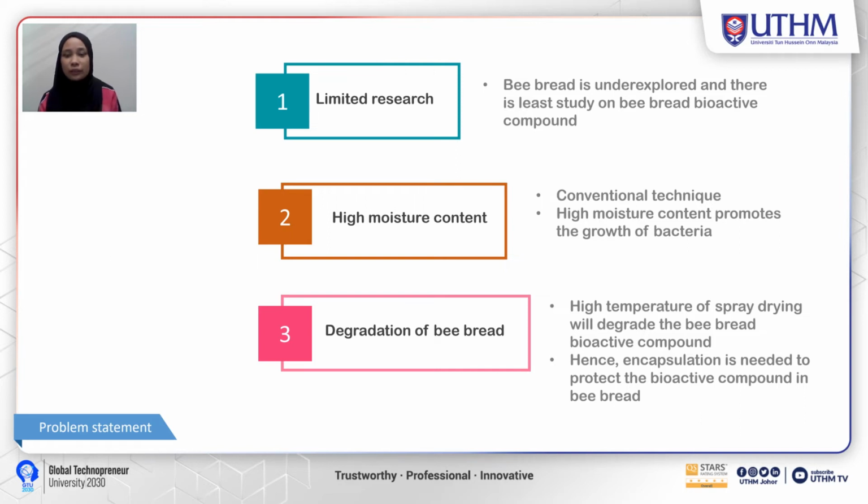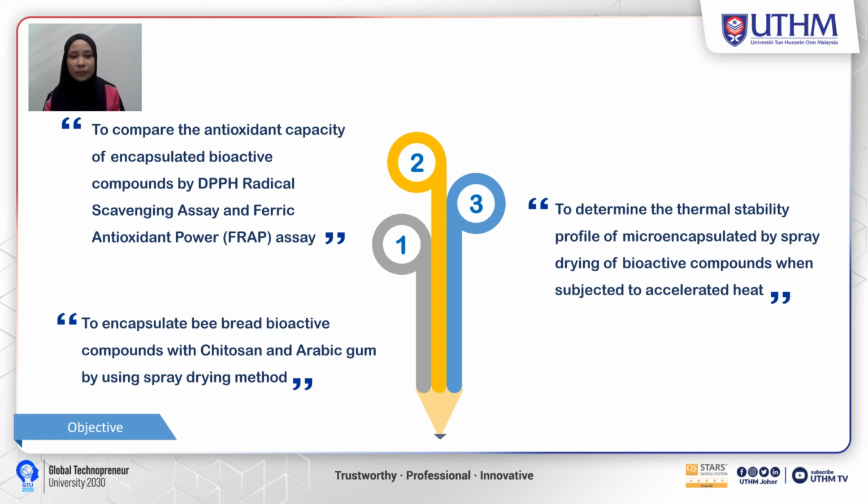In addition, the beverage is consumed orally. Without encapsulation, the bioavailability of the beverage is reduced. Hence, encapsulation is needed to protect the beverage bioactive compound as well as to increase its bioavailability. Next, the objectives could be concluded as follows. For the first, to encapsulate vibrate bioactive compound with chitosan and Arabic gum by using the spray drying method. Second, to compare the antioxidant capacity of encapsulated bioactive compound by the DPPH radical scavenging assay and ferric reducing antioxidant power (FRAP) assay. And the last one, to determine the thermostability profile of microencapsulated bioactive compound by spray drying when subjected to accelerated heat.